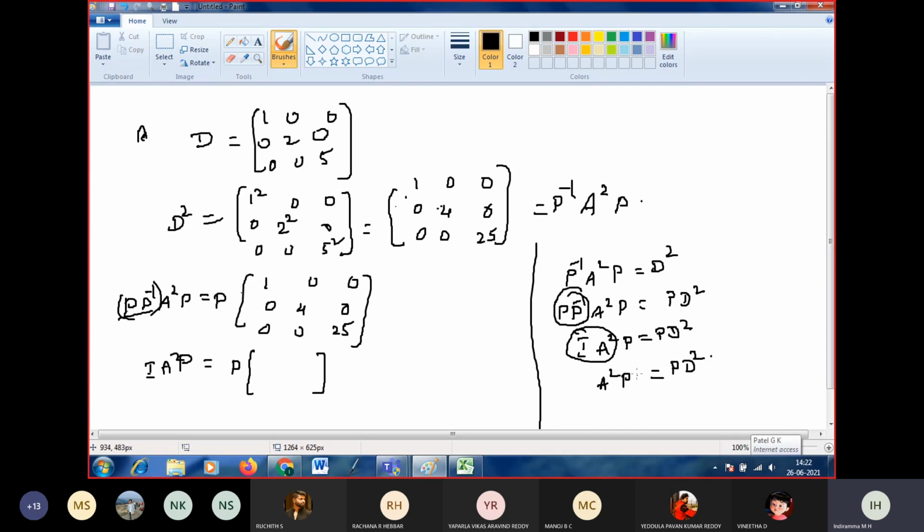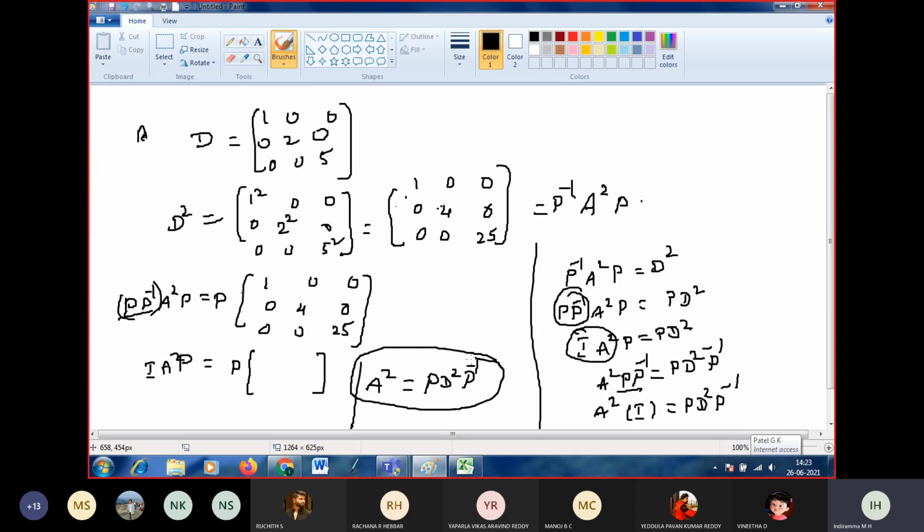Now post multiply by P inverse on both sides. A square into P P inverse, where P P inverse is I, is equal to P D square P inverse. Therefore A square is equal to P D square P inverse. This is the way we can calculate A square.